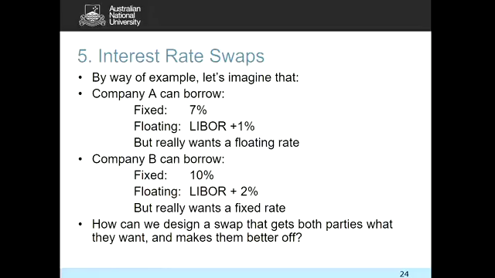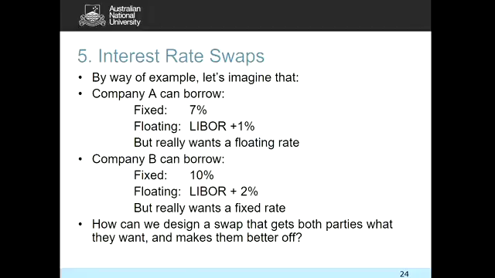Okay, so let's have a look at an interest rate swap example. Company A can borrow at a fixed rate of 7% and a floating rate of LIBOR plus 1%. What does that mean? LIBOR is just whatever the floating rate is. It doesn't matter. It could be 4%, could be 4.8%. It changes on a daily basis. So we just represent it by saying LIBOR.